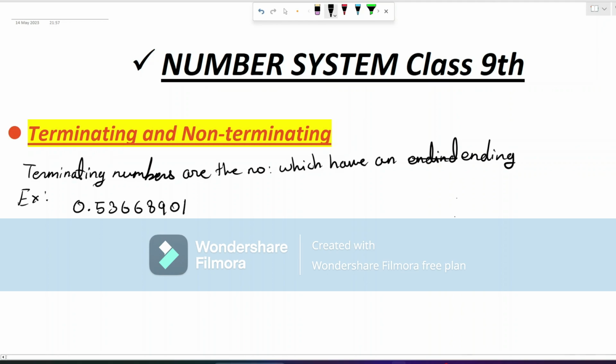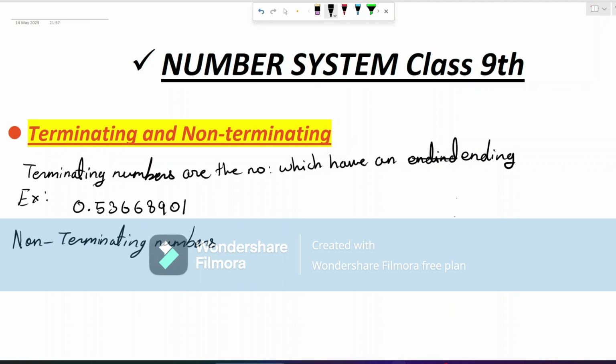Now what are non-terminating numbers? Non-terminating numbers are the numbers which don't have an ending. It will just keep on going and going and going till infinity.